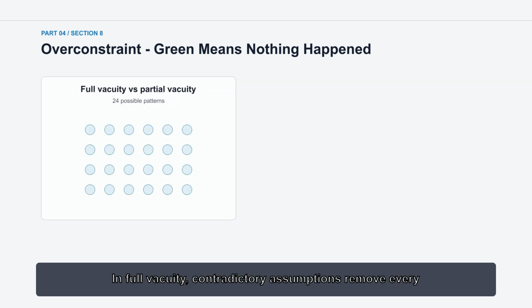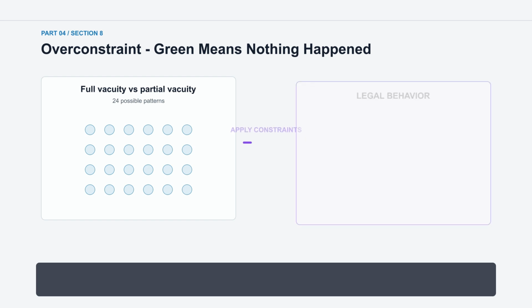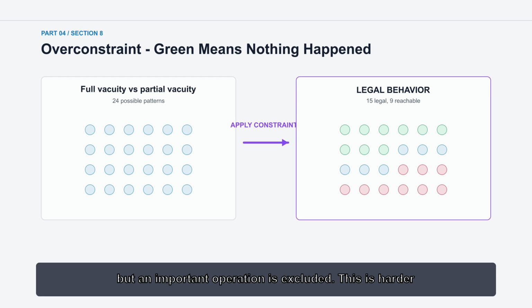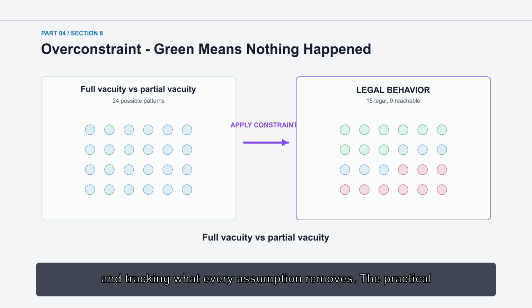In full vacuity, contradictory assumptions remove every legal trace. Many tools can identify this directly. In partial vacuity, the model still has legal behavior, but an important operation is excluded. This is harder because the environment looks alive. We detect it by covering each expected feature, reviewing witness quality, and tracking what every assumption removes.